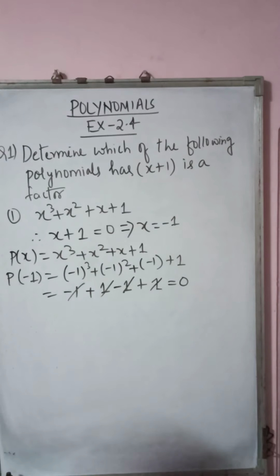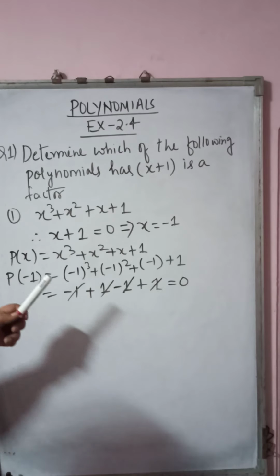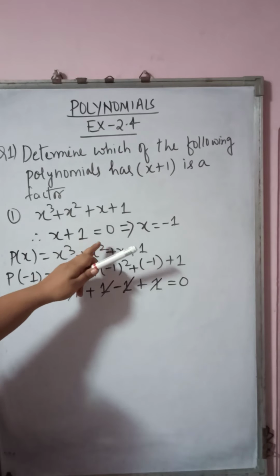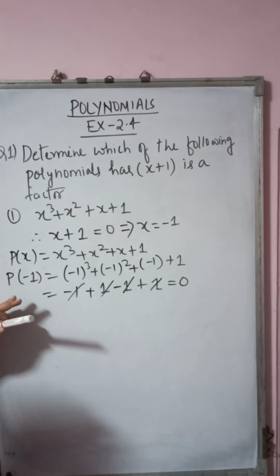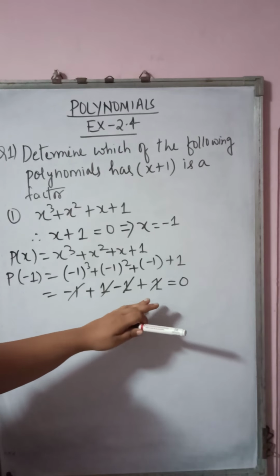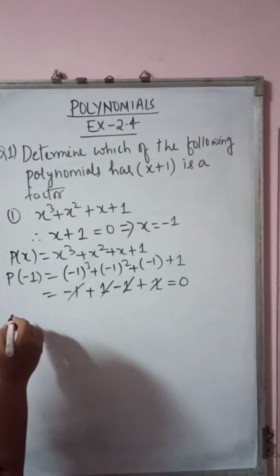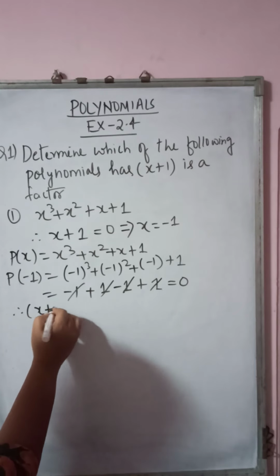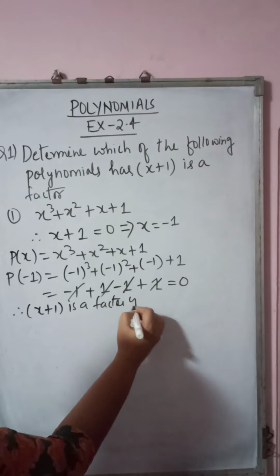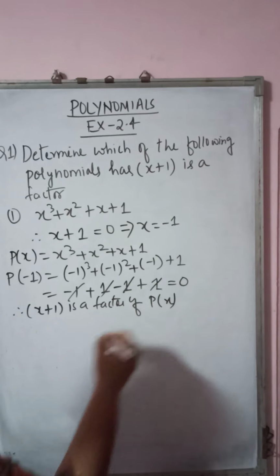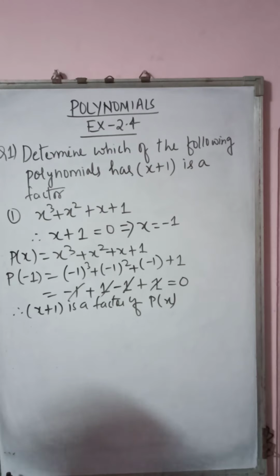This is the final thing, you have to check by substituting: first you equate with 0, you will get the value of x. That value of x you will substitute in the given polynomial. If the final answer is 0, then you can say that therefore x plus 1 is a factor of p(x). Okay. If the answer is not equal to 0, then you can say that x plus 1 is not a factor of the given polynomial.